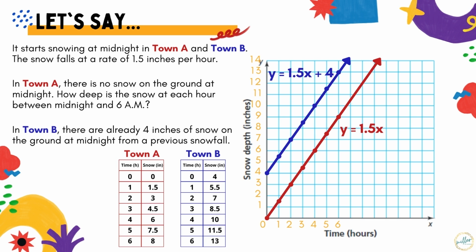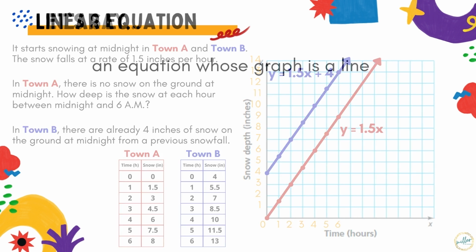All of this data can be represented by the equation y equals 1.5x plus 4. It's very similar to the first equation, y equals 1.5x, because the snow falls at the same rate. That 1.5 is the rate that the snow is falling. The plus 4 on the blue line represents the first hour, the 0 hour. At midnight, there were 4 inches of snow on the ground already. So no matter what hour it is, town B, the blue town, will always have 4 more inches of snow than town A, the red town.